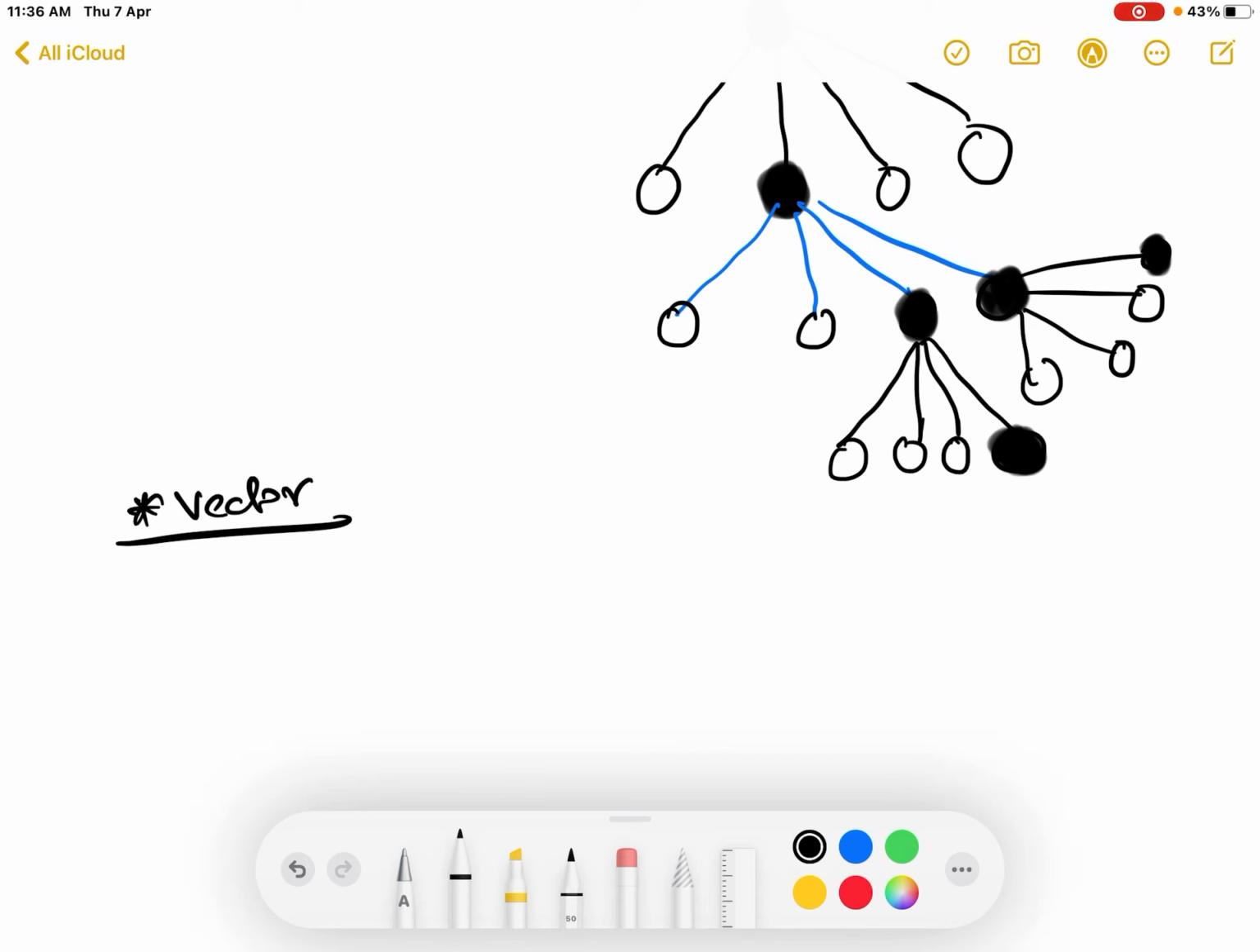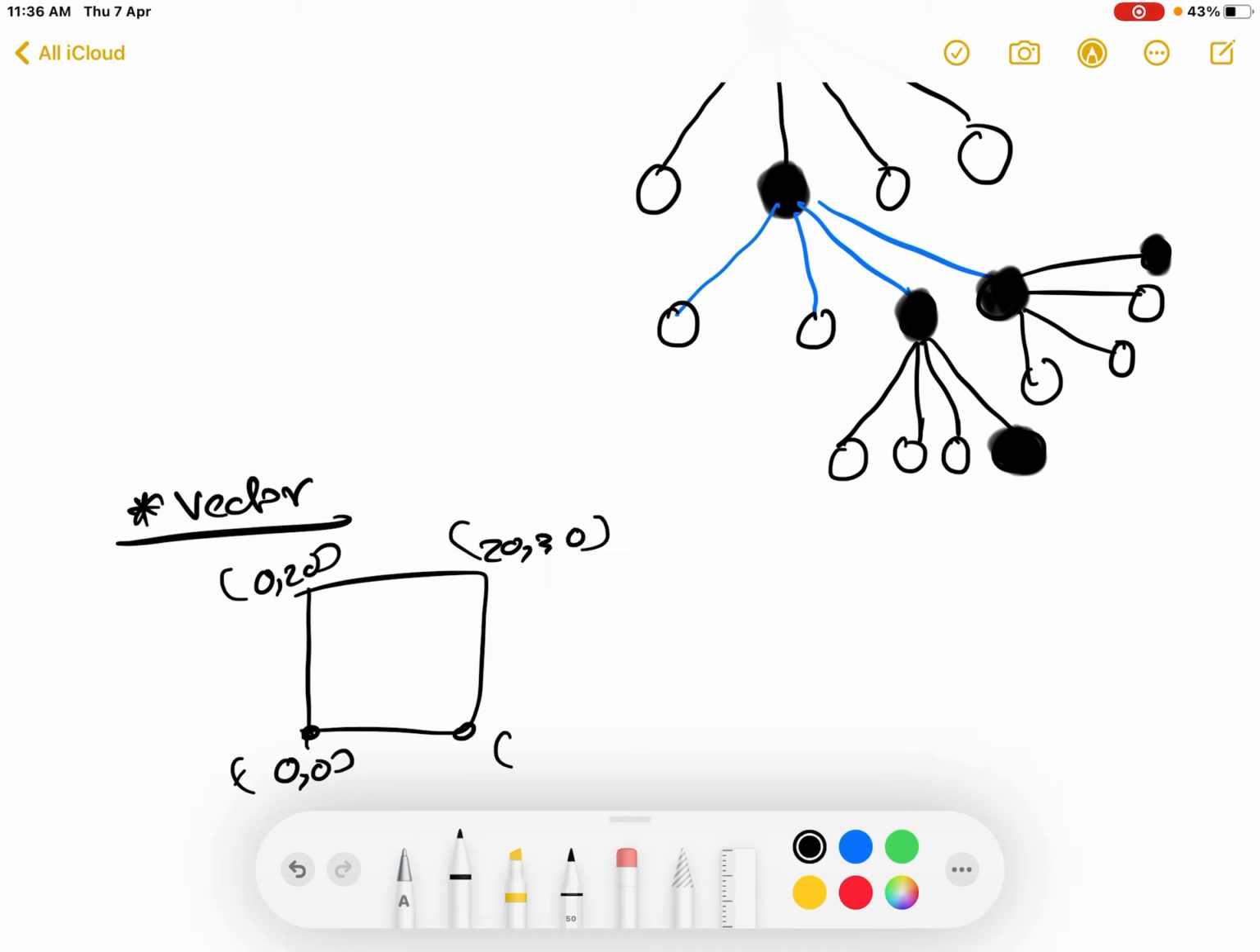In the vector form of representation, we will be showing this whole thing in the form of vectors, or as a collection of coordinates. For example, if you are showing a polygon like this, we have 4 points here, right? Say these are 0,0, 0,20, 20,30, then 20,0.